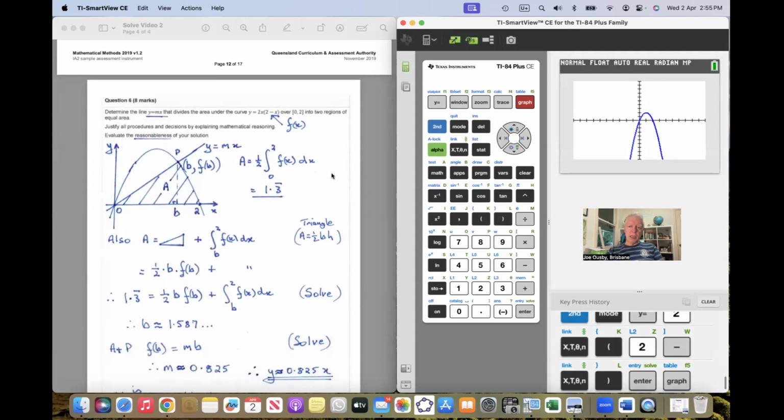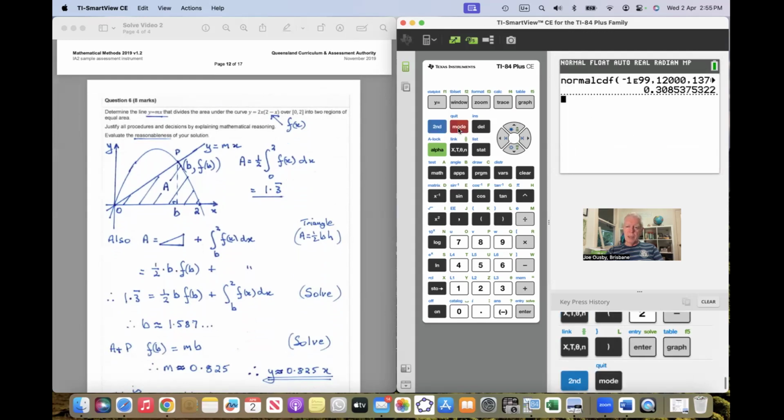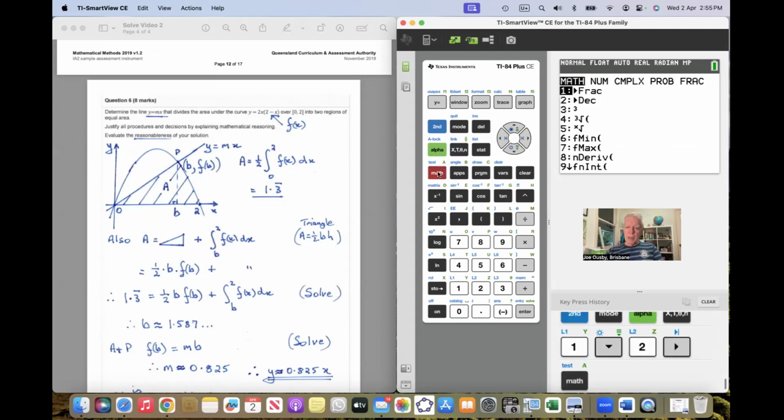Certainly, then it's a case of, can I do the integration? Now I have a couple of choices here, although my preferred option is to quit out of this and do it on the calculate section because I need to find a half of the answer. So I'm inclined to say what I want here is a fraction. So I want 1 over 2. Then I want to do an integration. So I'm going to math, and integrate is option 9.